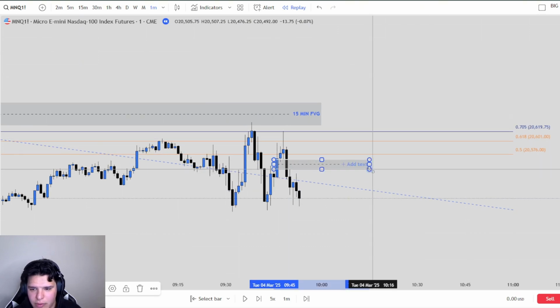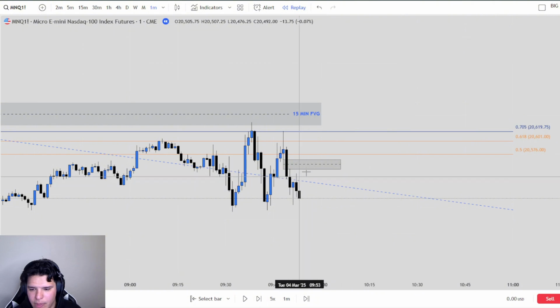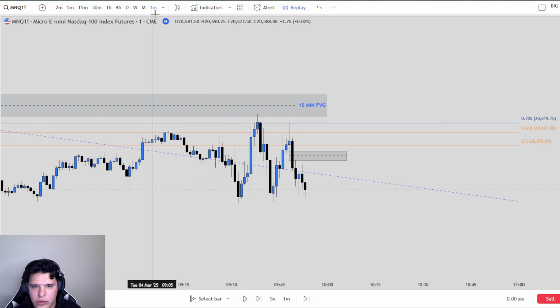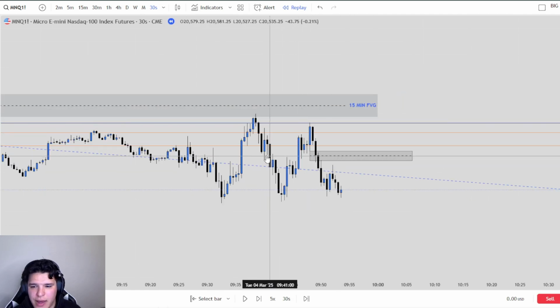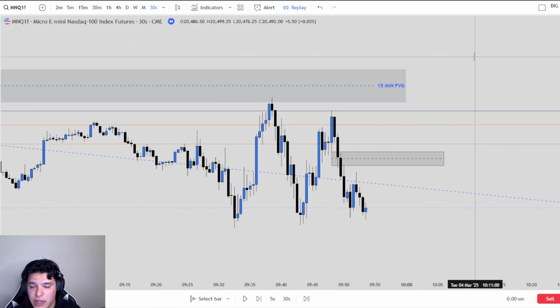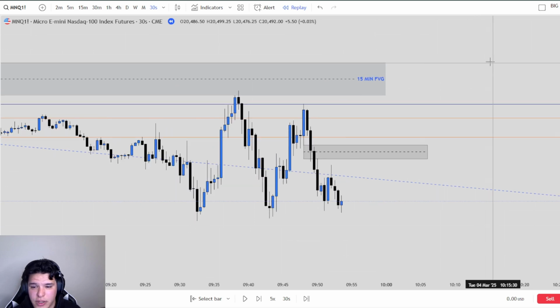We do have a bearish 1 minute right here. What is a 30-second looking like? So at this point, 1 minute is looking bearish. We have had our internal breaks of structure. At this point, I'm going to zoom in, go to the 30-second.